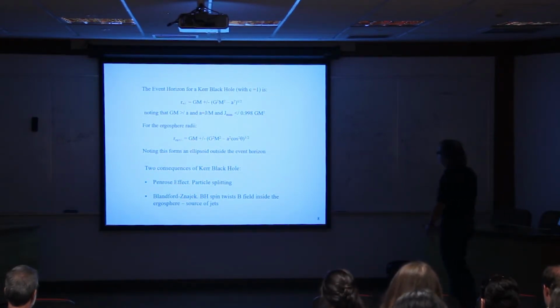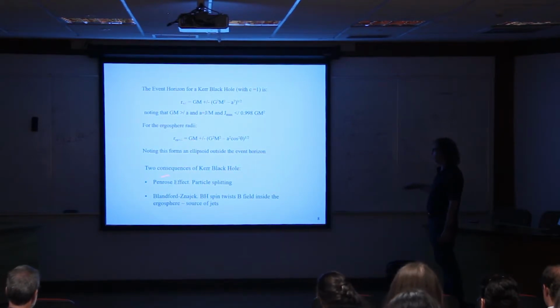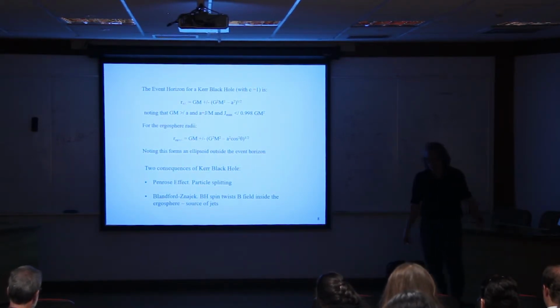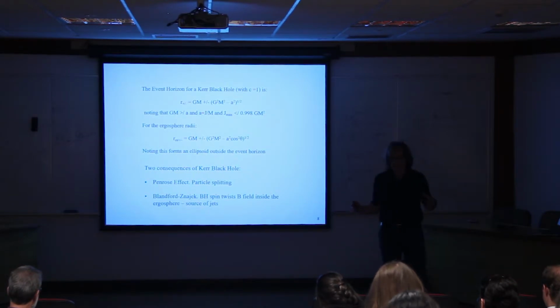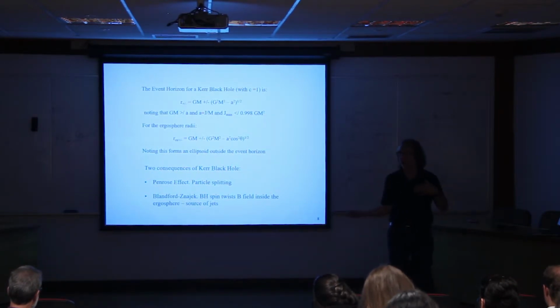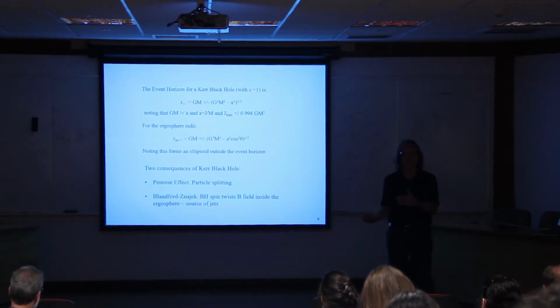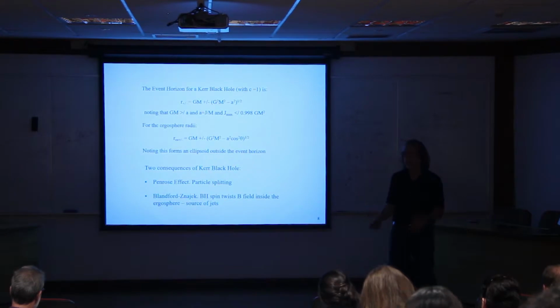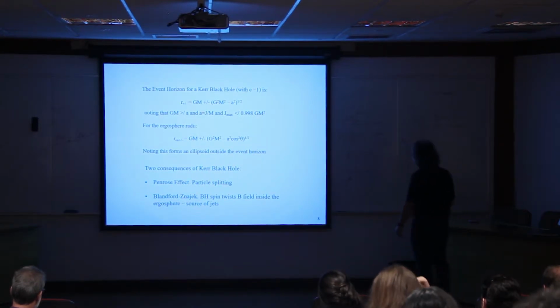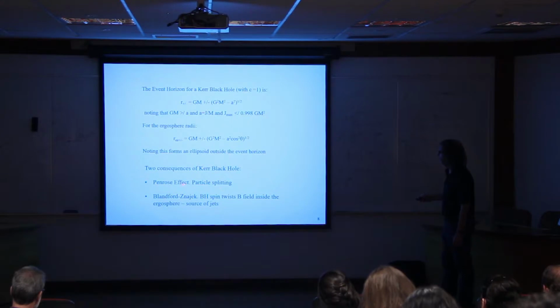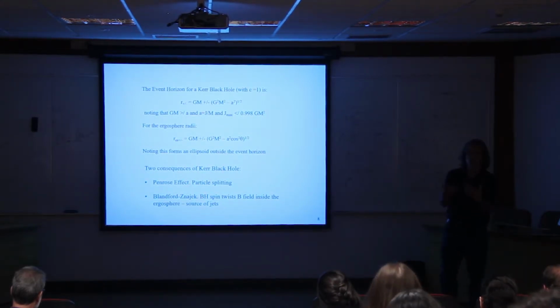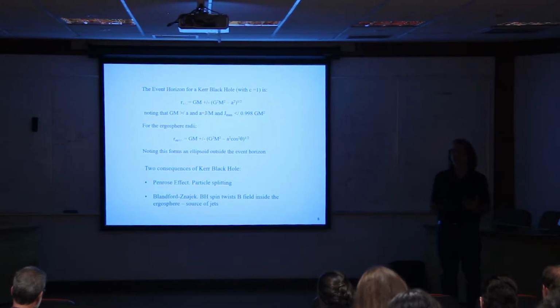Okay. In any case, there are consequences if you have a Kerr black hole. One is the Penrose effect. With a Schwarzschild black hole, you're either inside the event horizon or outside the event horizon. If you're outside, you suffer from gravitational redshift. If you're inside the event horizon, you can't get out. But if you have a spinning black hole and you're in this ergosphere, you can have the Penrose effect. That's particle splitting. You get spontaneous creation of particles and antiparticles, and that can actually affect the black hole. Particles, or photons, can escape from the ergosphere.